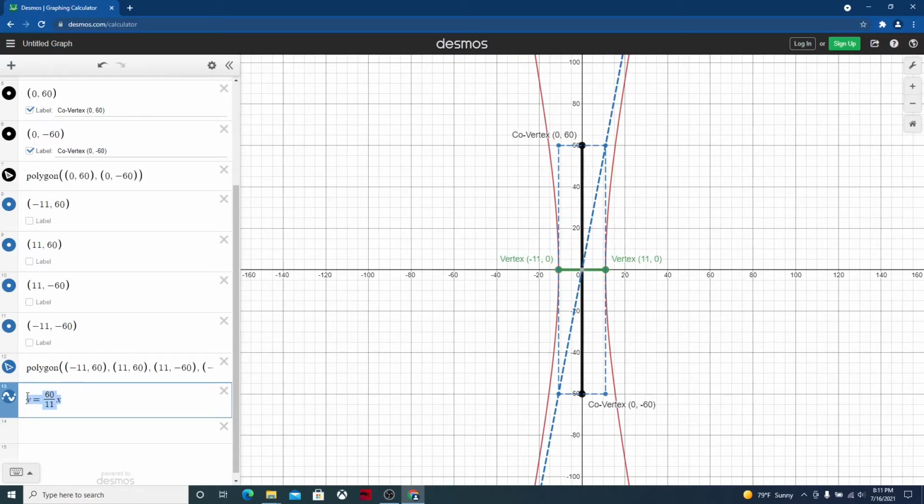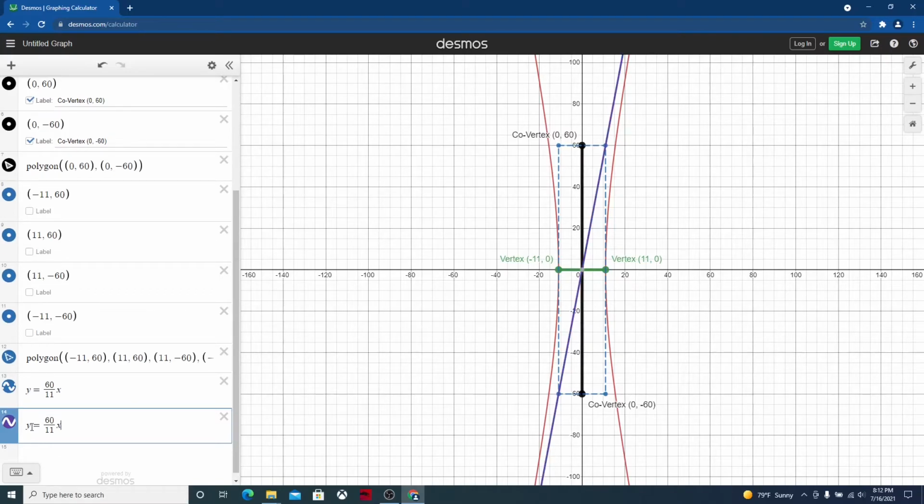To do that I'm going to press Control C or Command C, and then in the next entry field I'm going to press Control V. Okay, and notice that now all of a sudden I have another line on top of the last one that I plotted. We don't want that.